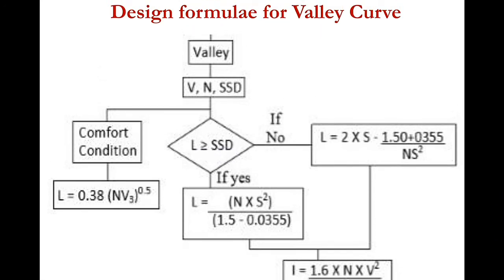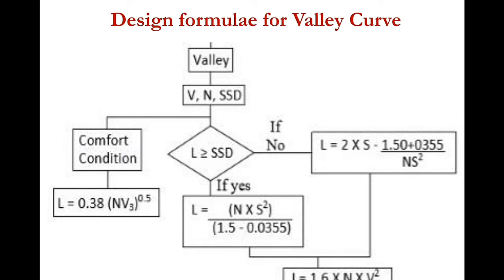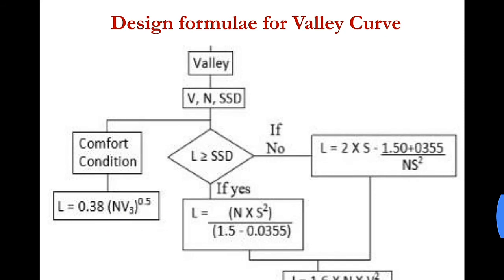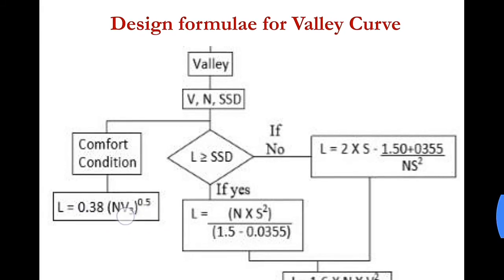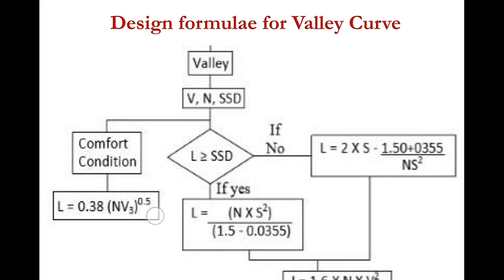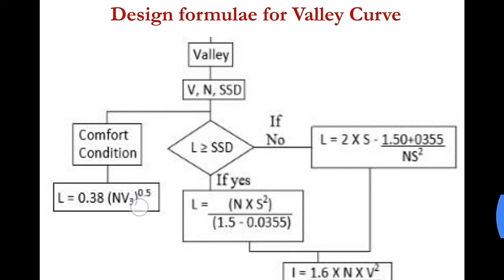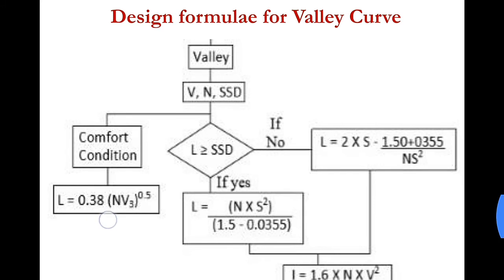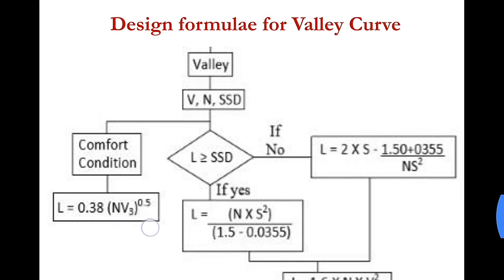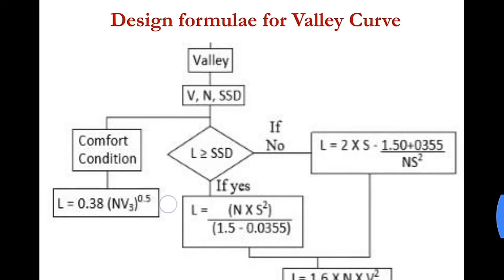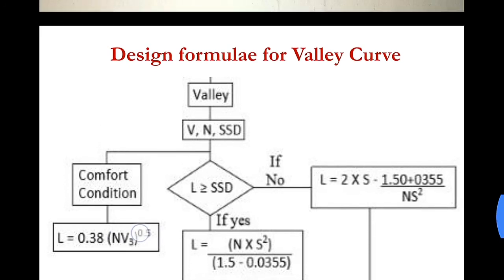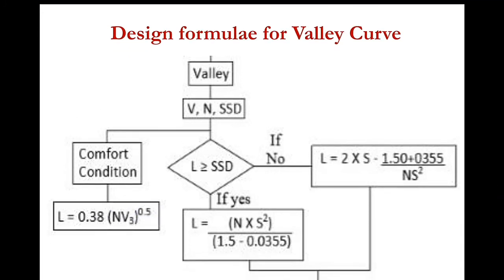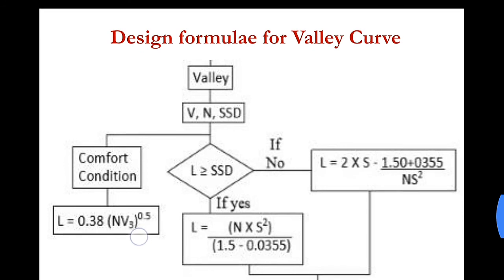Now what is the formula for comfort condition? Capital L equal to 0.38 into N into V cube whole raised to 0.5, where N is nothing but deflection angle, V is the velocity in kmph. Okay, so we'll obtain a value using this formula first, the length of the valley curve.